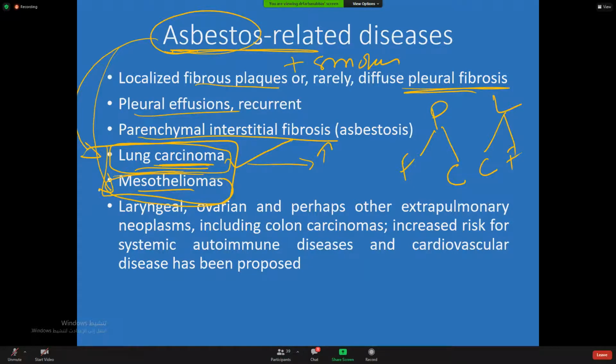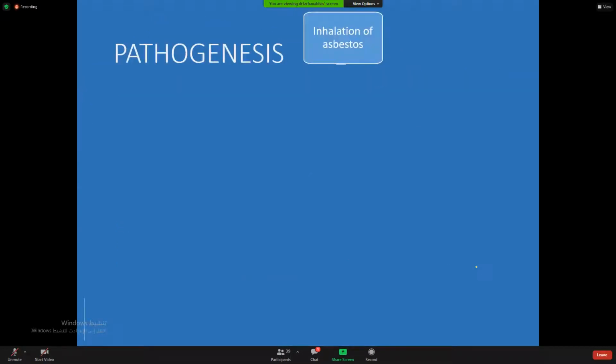In addition to these, they can also cause other tumors as well, like laryngeal and ovarian carcinomas, then extrapulmonary neoplasms like colon cancers, and some autoimmune diseases and cardiovascular diseases have been proposed to be related to asbestos.